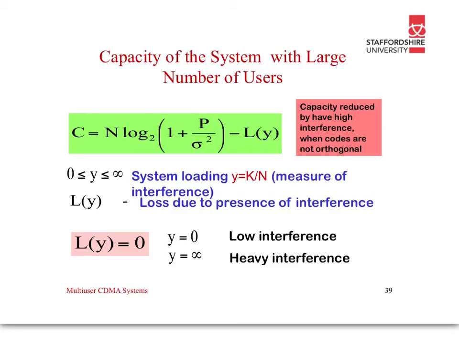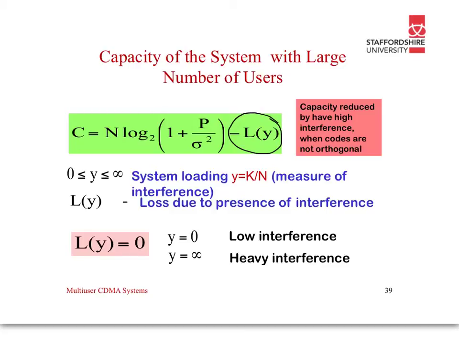So when we have a very large number of users, we've said there's not really a limit, but the capacity is reduced when we have high interference. This is caused when the codes are not quite orthogonal or semi-orthogonal. I've explained why we can't always use orthogonal. The capacity is reduced by this L of Y.